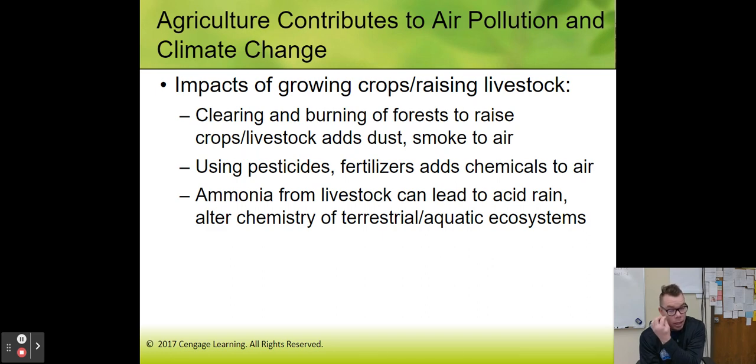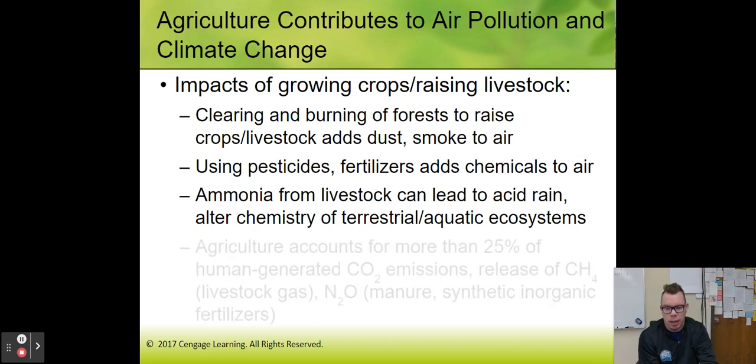Okay, the ammonia from livestock, their pee, by the way, can lead to acid rain, alter chemistry of terrestrial and aquatic ecosystems. Remember I was talking about that CAFO, the concentrated animal feedlot operations, all their pee and poop, they just put in a big gigantic lake. That right there is what we're talking about. Okay, that water starts to get evaporated or that water starts to flush out. All that acid goes up, creates acid rain.